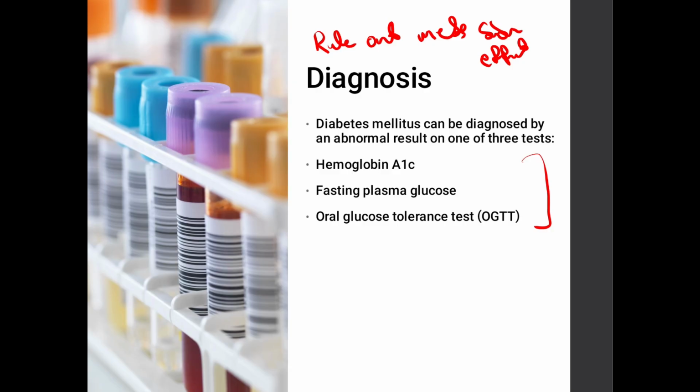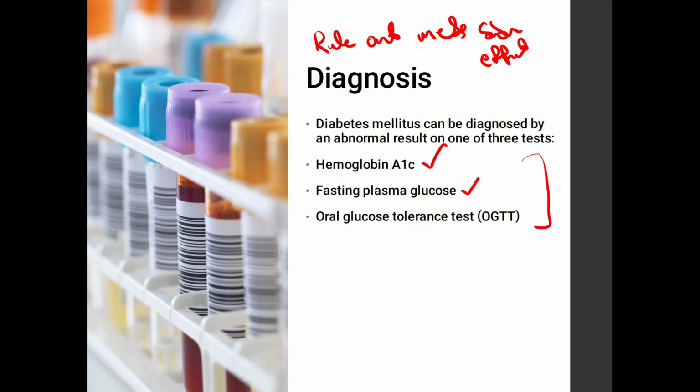OGTT also we can use, but not as common as the first two. Okay, the important thing here is that if you want to diagnose diabetes, you need to diagnose by using two tests. Two times. And if you start, for example, using the fasting plasma glucose, you cannot repeat it again. You need to do this test, then the second time you do, for example, hemoglobin A1C.